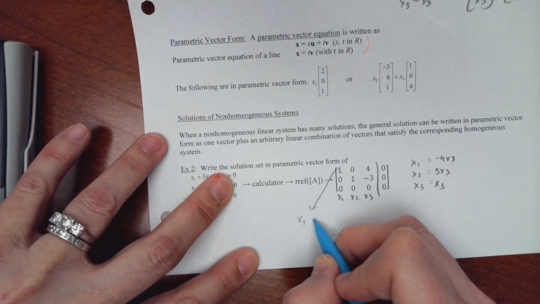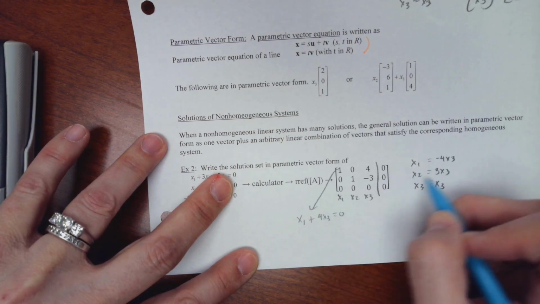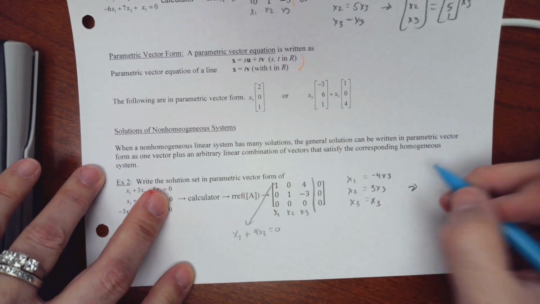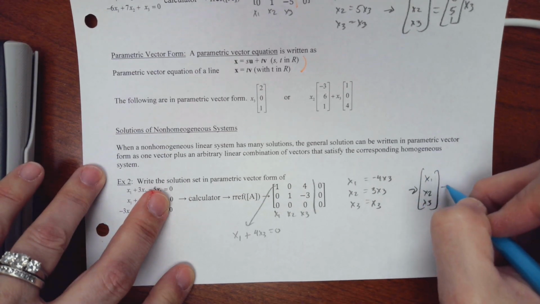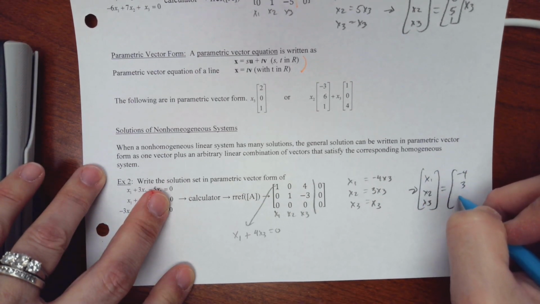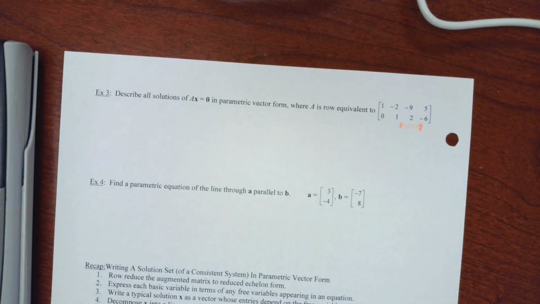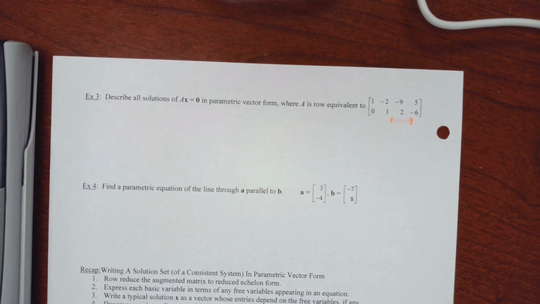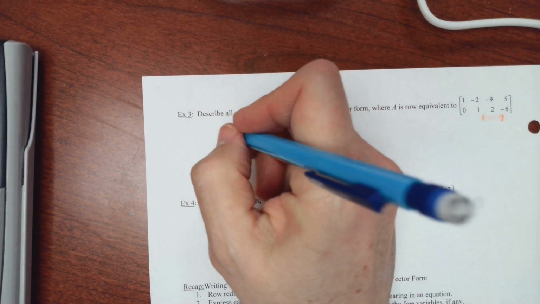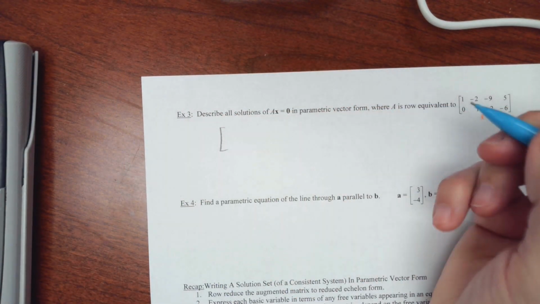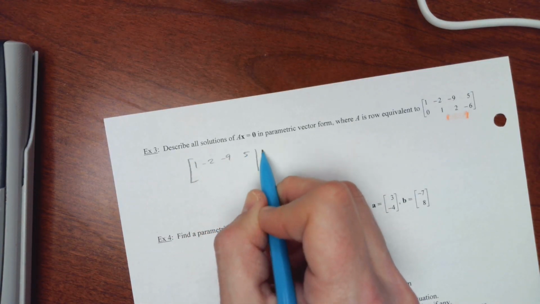I have 1x1, no x2s, I have plus 4x3 equals 0. So I'm moving it over, so that's why it's becoming negative. So if I want to write this as a vector solution, I would write negative 4, 3, 1 times x3. Okay? All right, so back over here. Describe all the solutions of AX equals 0, where A is row equivalent to this. So this matrix that they've given you does not have its last column because it's saying it's equal to 0. So I have 1, negative 2, negative 9, 5, and my zeros.